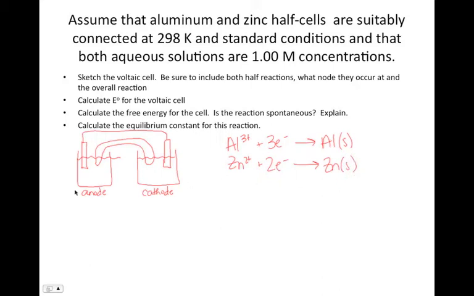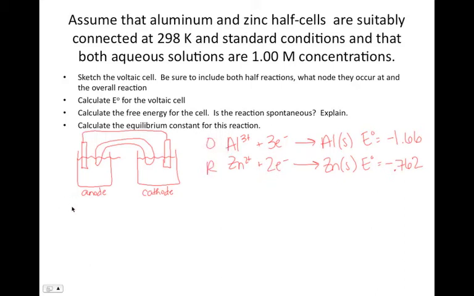So looking at our list that we get for the AP exam, we see that the aluminum has a reduction potential of negative 1.66, and the zinc has a reduction potential of negative 0.762. So, which one of these guys is more positive? Well, the zinc is the more positive one, so that's going to be our reduction reaction, and the aluminum is going to be our oxidation.